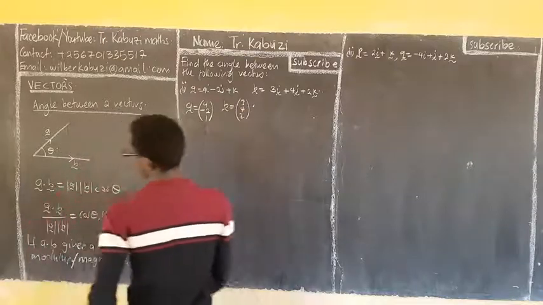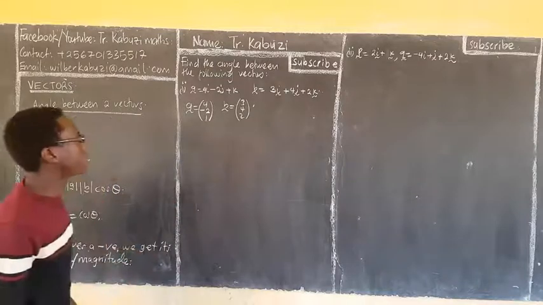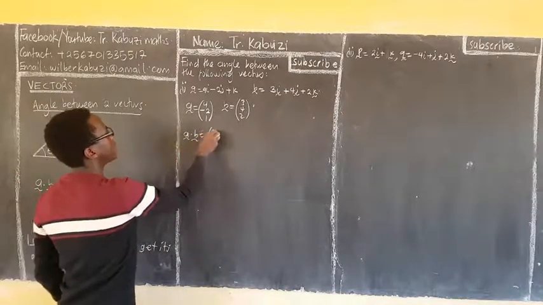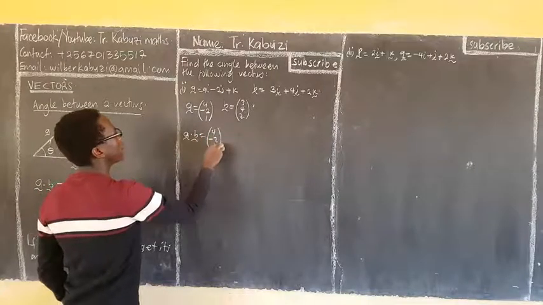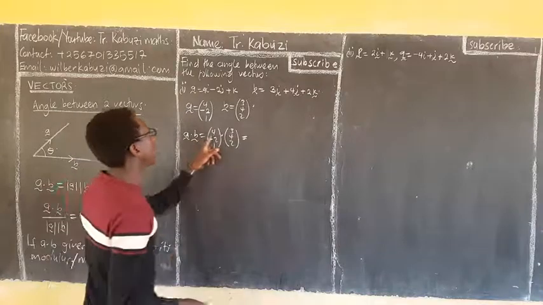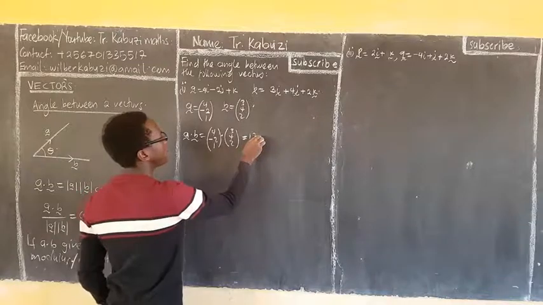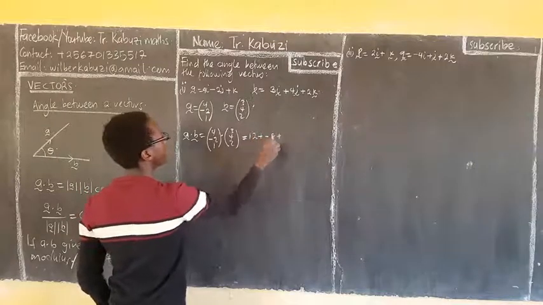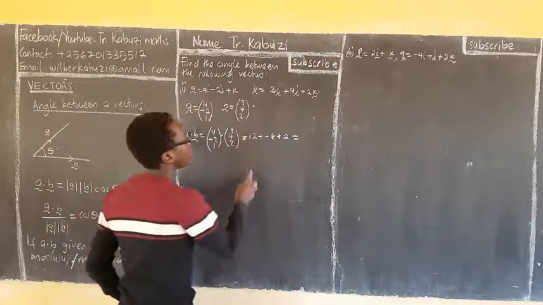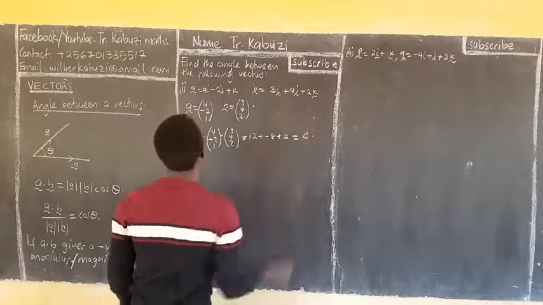Now we start by adding the magnitude and the dot product. Let me get the dot product first. A dot B will be equal to (4, negative 2, 1) dot (3, 4, 2). This will be 4 times 3, that's 12, then plus negative 2 times 4, which is negative 8, then plus 1 times 2, which is 2. So 12 minus 8 is 4, plus 2, which is 6. So the product is there.